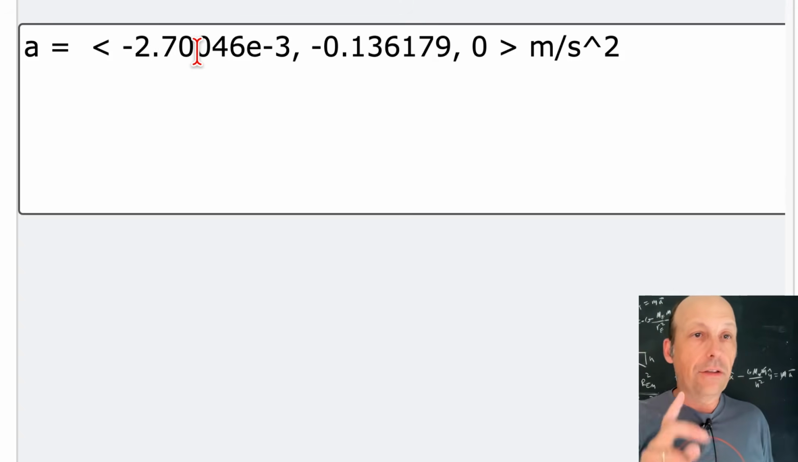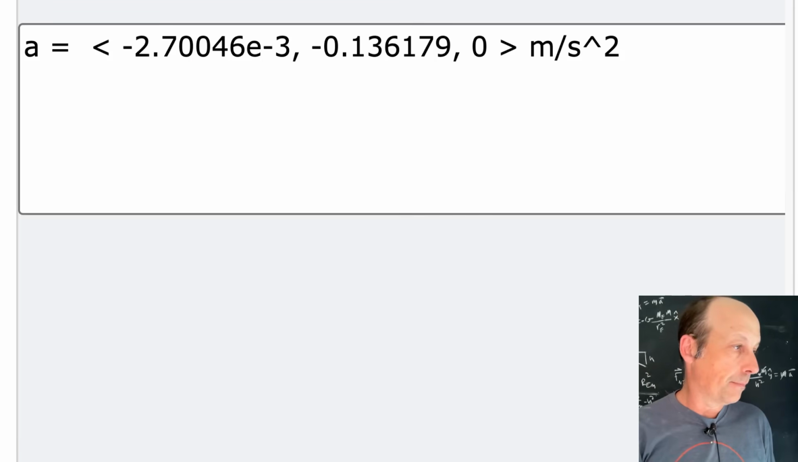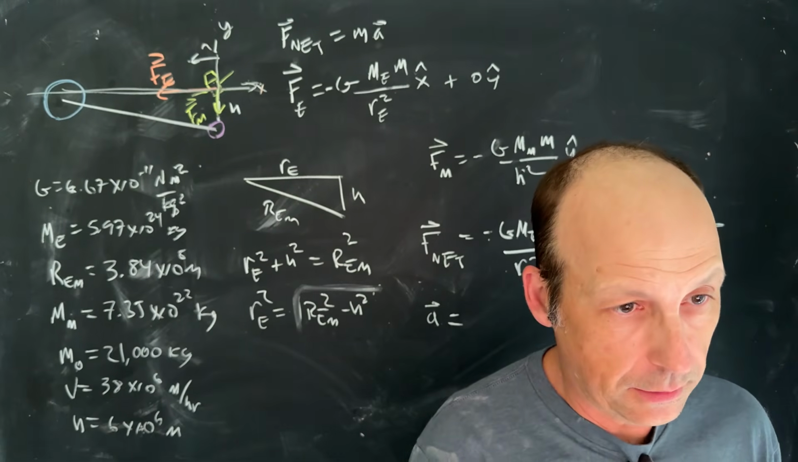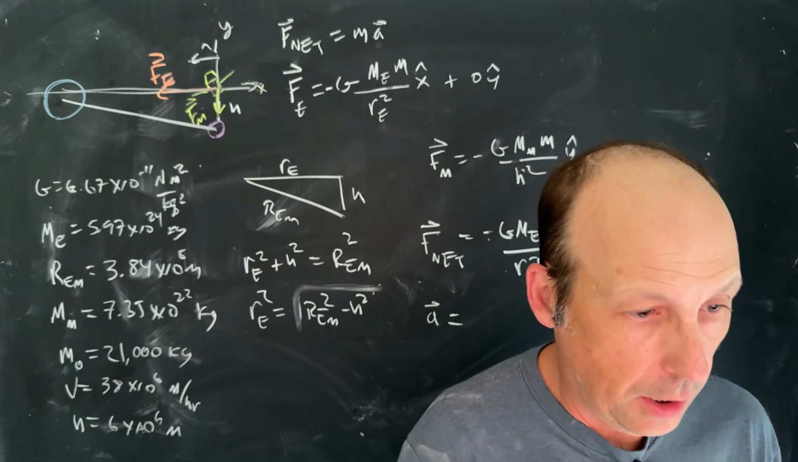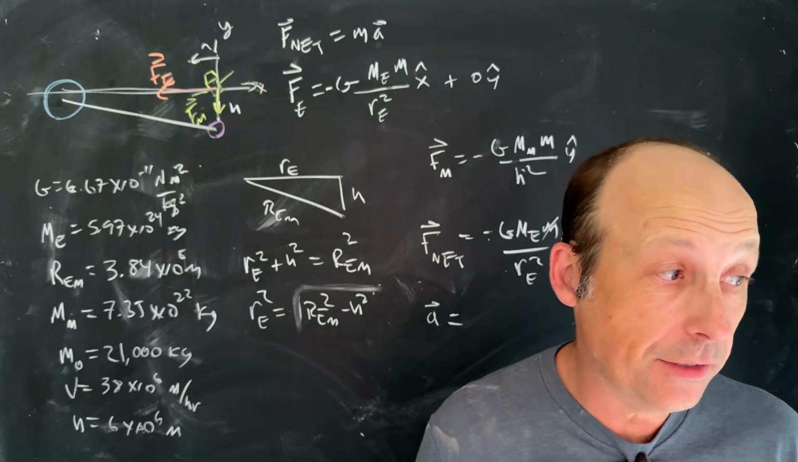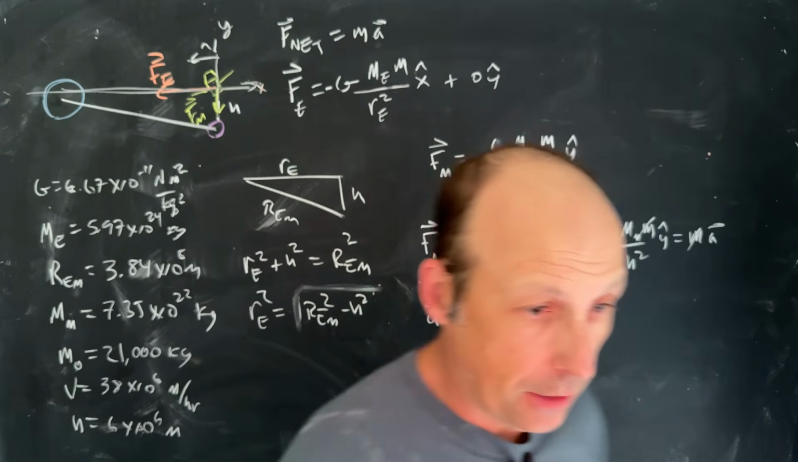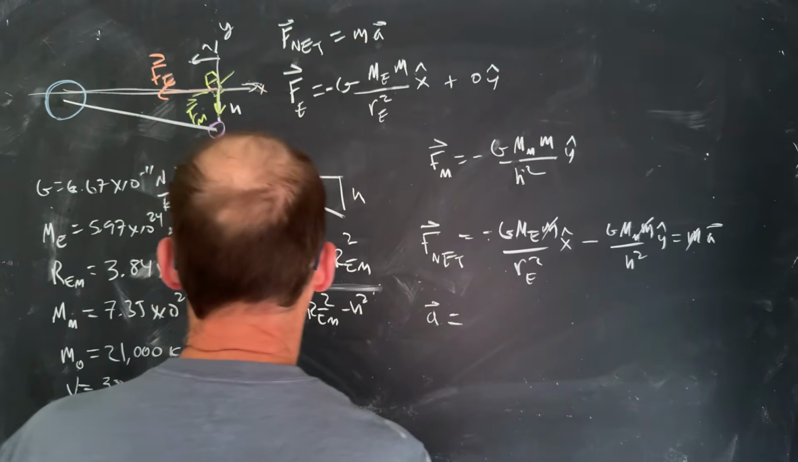Let's go to the second part. And you'll notice I didn't use the velocity or the time. Okay. The second part says, let me switch back to my question. What is the new velocity vector after 10 minutes? So we know the acceleration now.